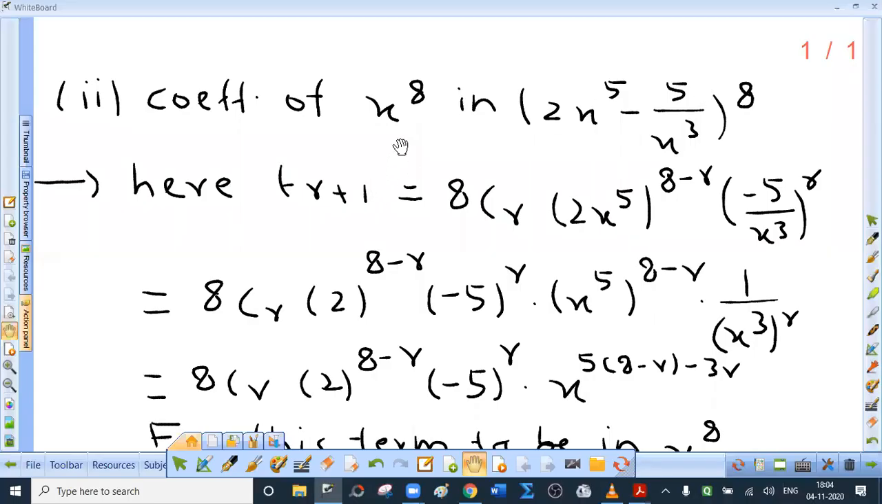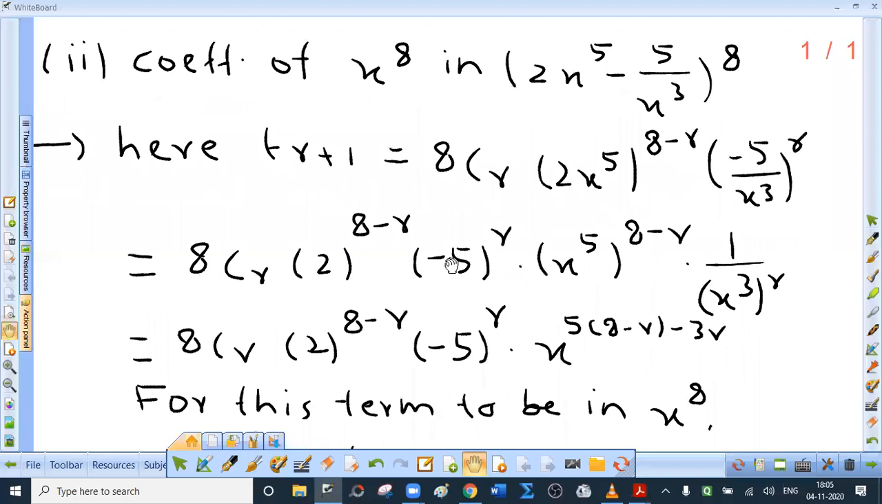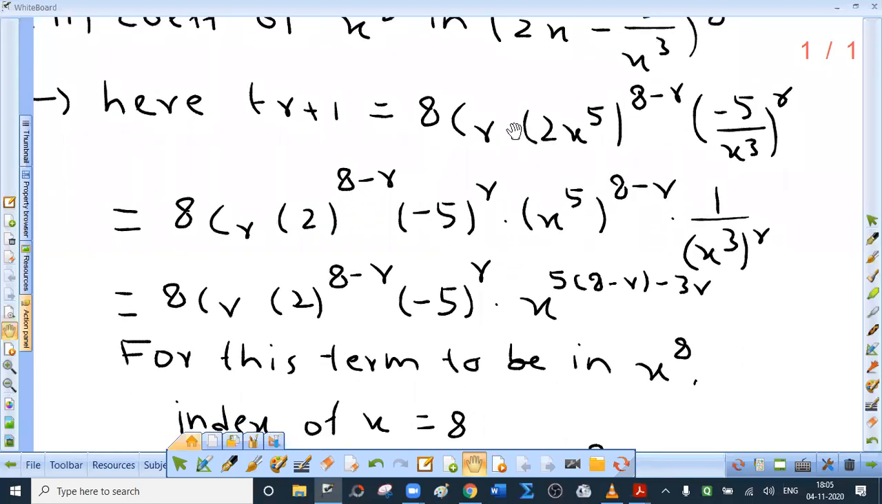Now coefficient of x raised to 8 in (2x raised to 5 minus 5 upon x cube) raised to 8. So I begin with general term. You have to take constant part out of this and you have to write a single term in x. For that you have to use laws of indices. x raised to 5 raised to 8 minus r upon x raised to 3 raised to r means x raised to 3r. So effectively it is x raised to what? 5 into 8 minus r minus 3r.